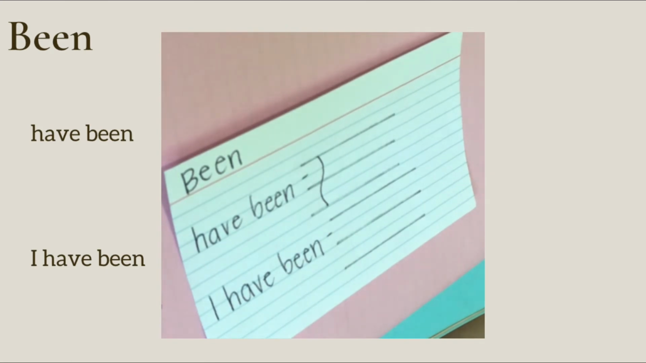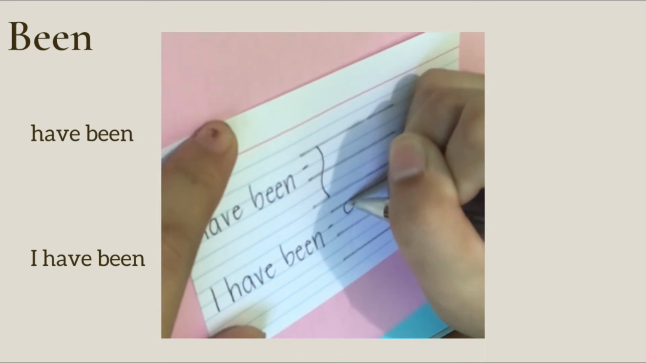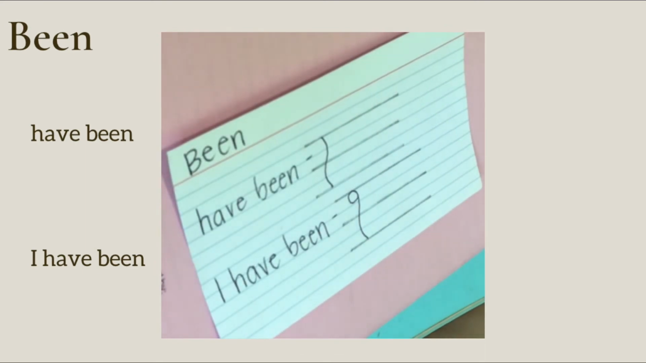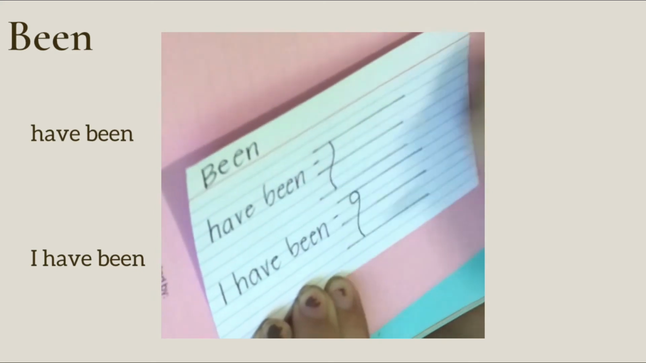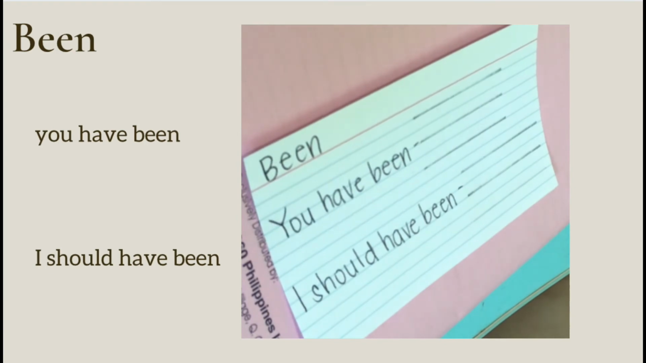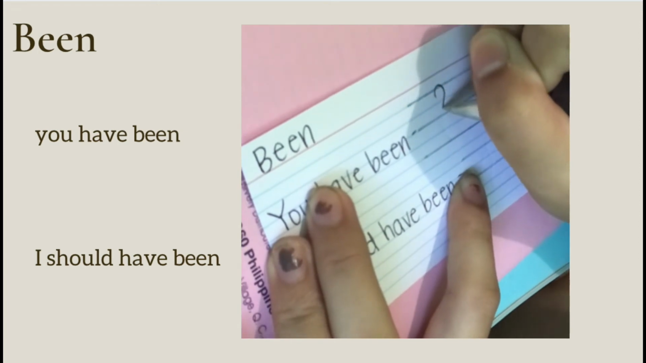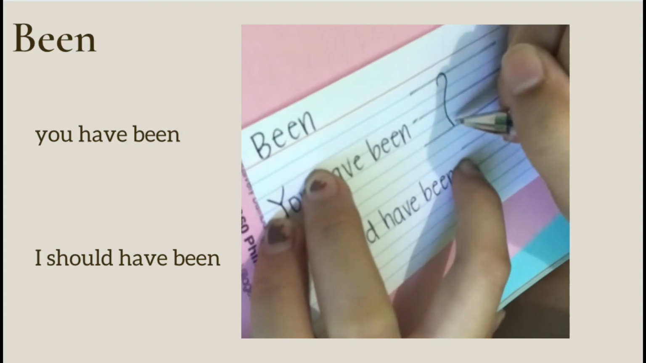The next one is I have been. That's the stroke of I have been. This one is the I have and been. The next one is you have been. This is the you have been.